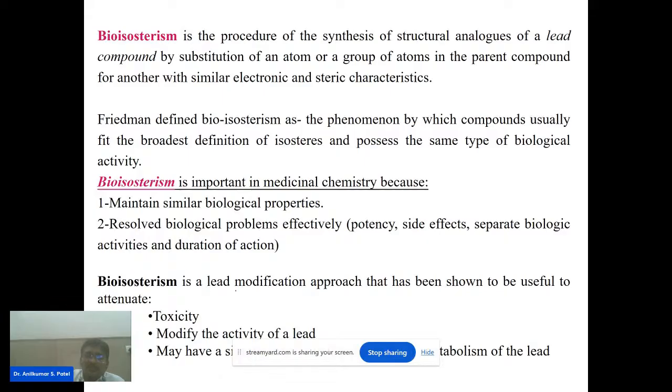So bioisosterism is a lead modification approach that has been seen to be useful to alter toxicity, modify activity, or alter metabolism problems. So this approach is very useful for lead modification. If we have certain lead molecules, or we have identified certain lead molecules from the literature, then this approach can be helpful for designing new drugs, which can lead to a change in the potency of the molecules.